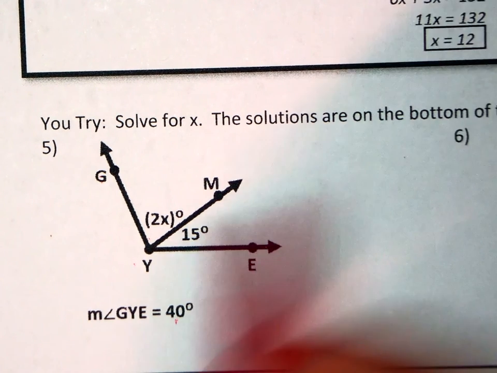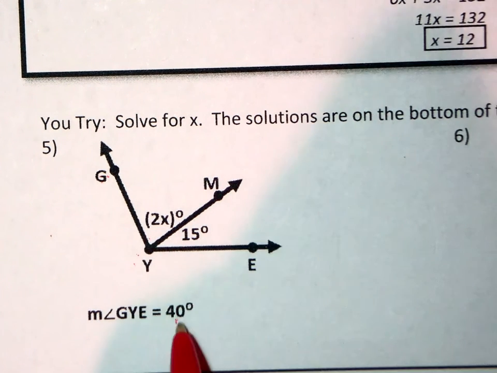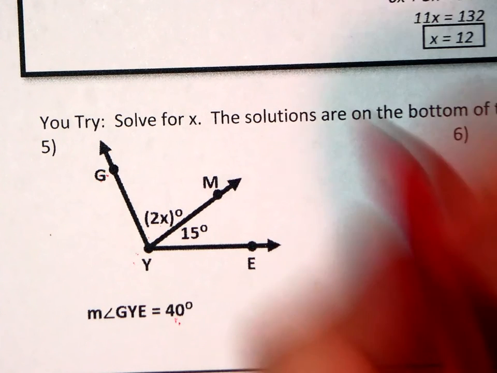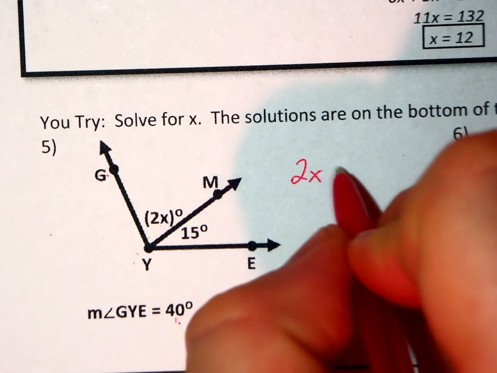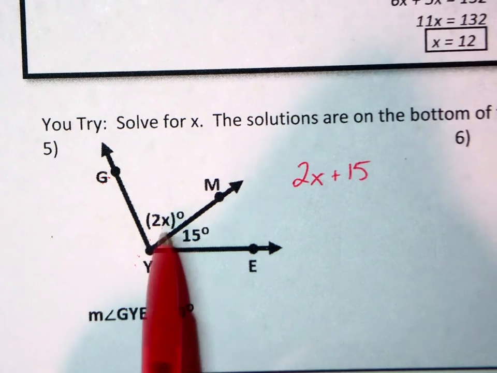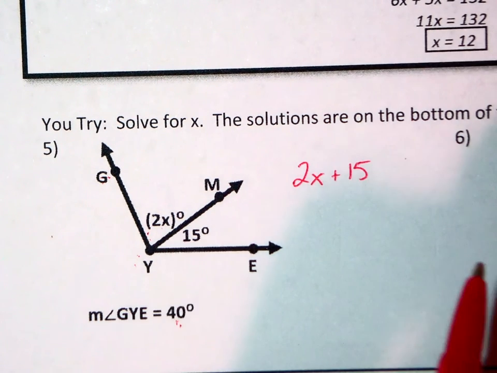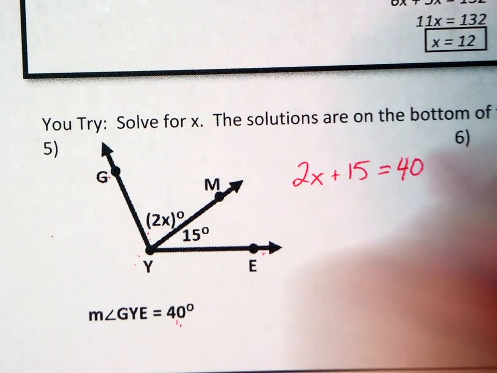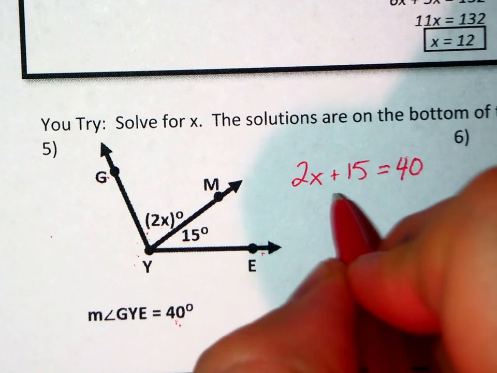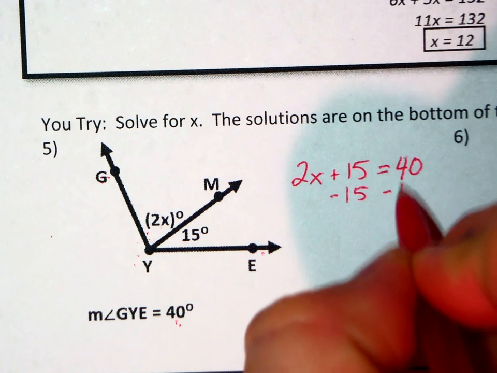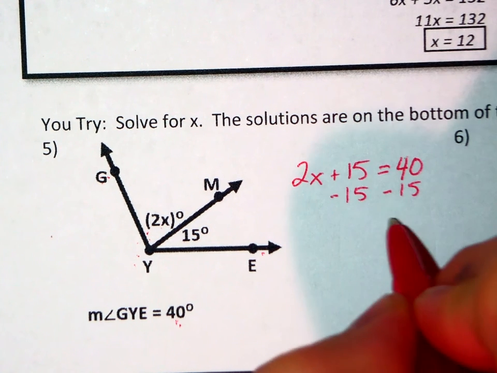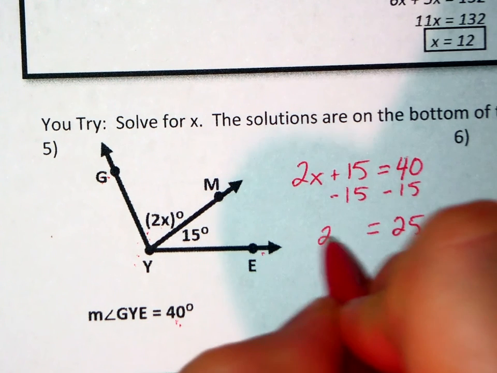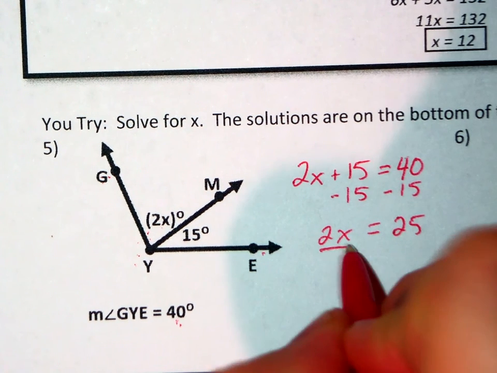So, in this case, we're told that GYE is 40 degrees. We are solving for x, so I would say that 2x plus 15, which is the measure of these two angles added together, makes GYE, has got to equal 40. So now I can subtract 15 from both sides, and divide by 2.